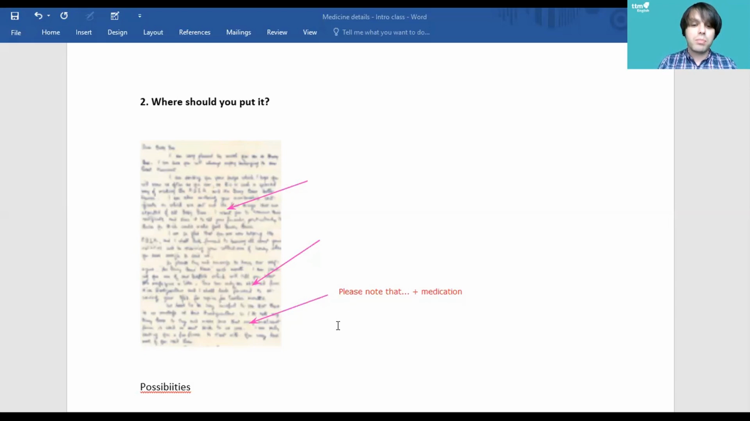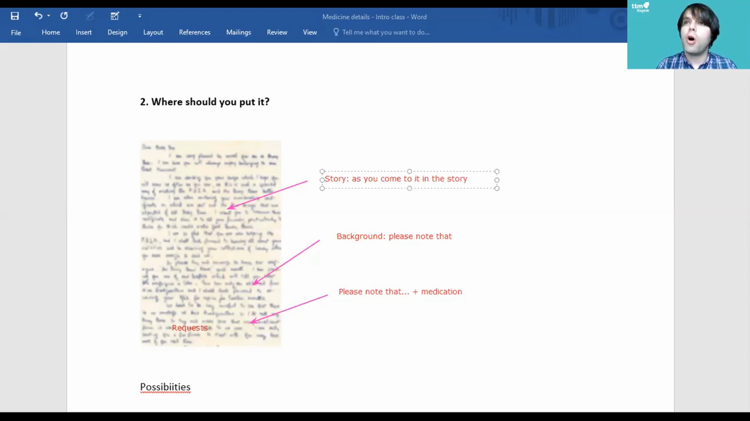Does anyone have a problem with putting it in the requests paragraph? No. As long as you say, please note that, it should be okay. You could put it in your background paragraph if you want, again with please note that. You can put it in your story paragraph if you want, again with please note that, or you could put it just as you come to it in the story.